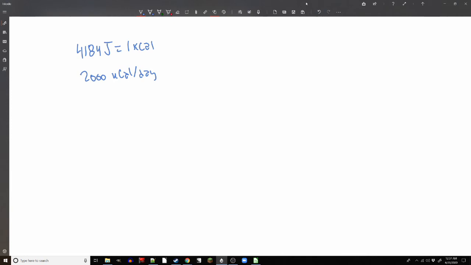So how many joules are in 2,000 kilocalories? Well, we'll need to multiply the 2,000 kilocalories times 4,184 joules per kcal to get the number of joules. And I've taken the liberty of doing this calculation beforehand. It actually works out to 8 million 368,000 joules, which is a crazy amount.